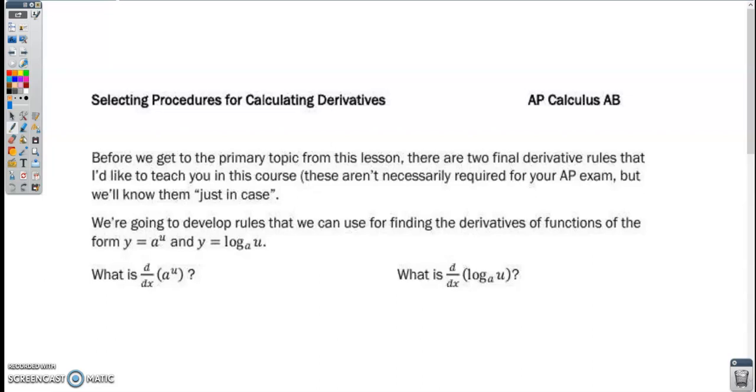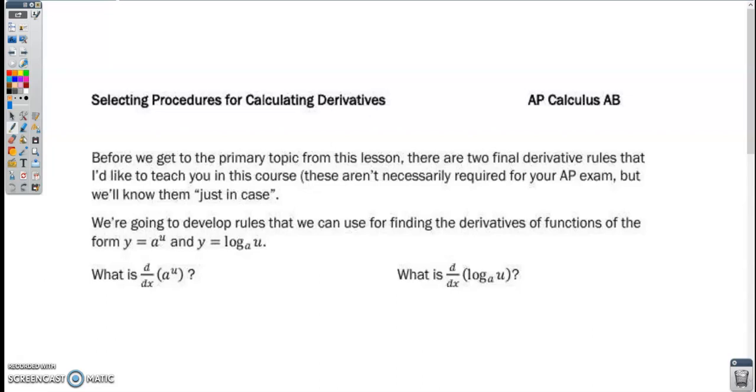Alright everybody, welcome back. In this video we're going to discuss information from section 5 of unit 3 of AP Calculus, selecting procedures for calculating derivatives. Before we get to the main topic in this lesson though, there are two derivative rules that we haven't really talked about in any of the other sections that I find are handy for students to know.